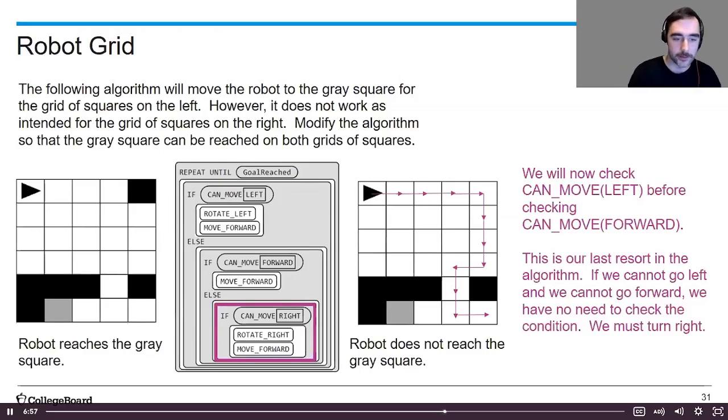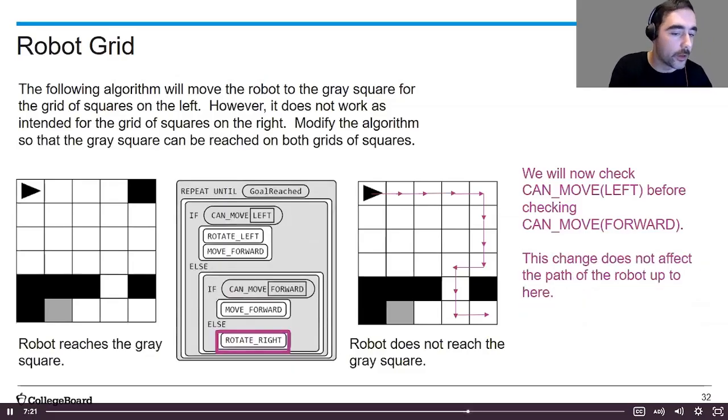Well, let's think about this. This last part, that should be our last resort. We've already asked the question, can I turn left? We've already asked the question, can I move forward? So there's really no need to check the condition if I can move right or not. I just need to turn right, because if I can't go left and I can't go forward, my only option will be to go right.